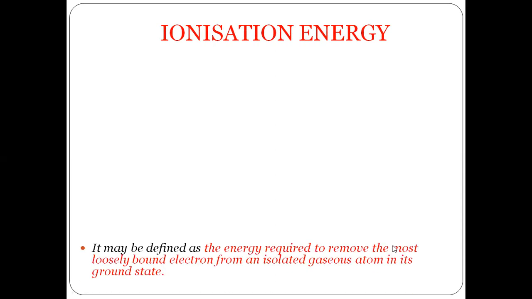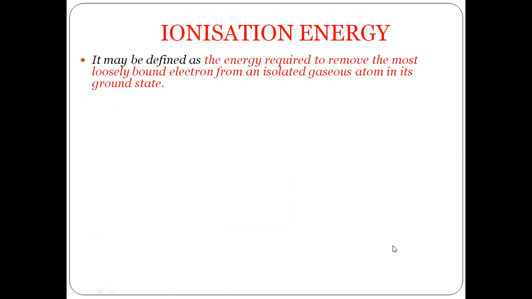So how do we explain ionization energy? How do we understand ionization energy? If I go with the exact definition of ionization energy, it is the energy required to remove the most loosely bound electron from an isolated gaseous atom in its ground state. So in very simple words, it is the energy required to remove the last electron from an isolated gaseous atom. Okay. Now the question is, for which atom it will be more and for which atom it will be less.